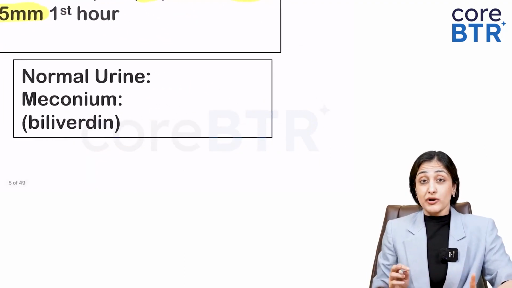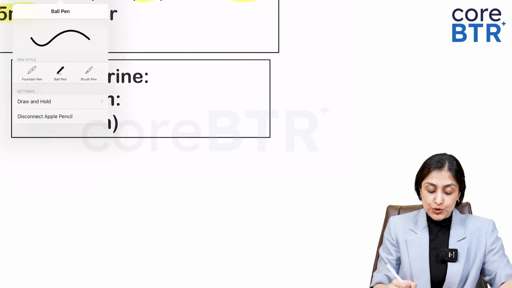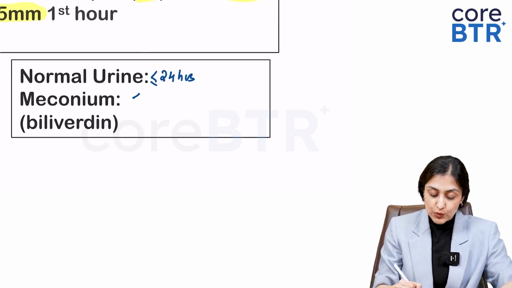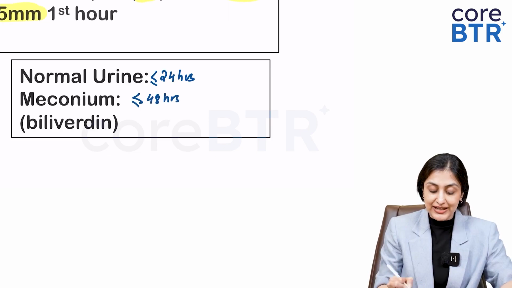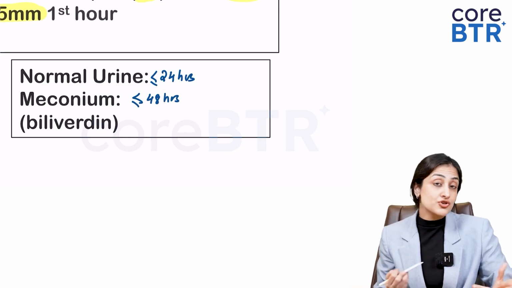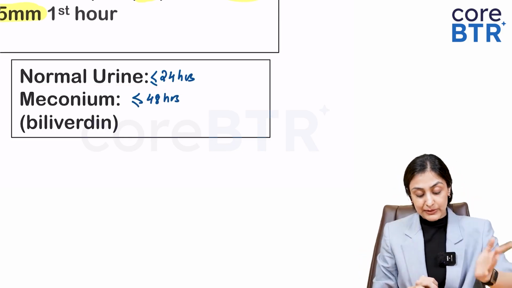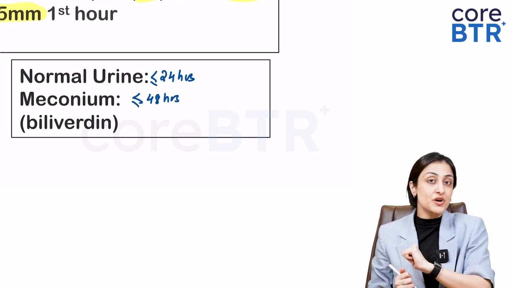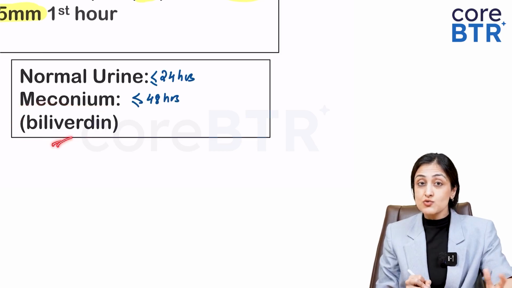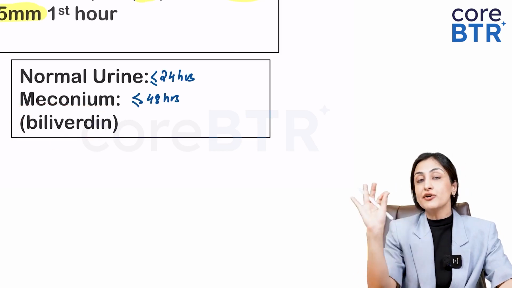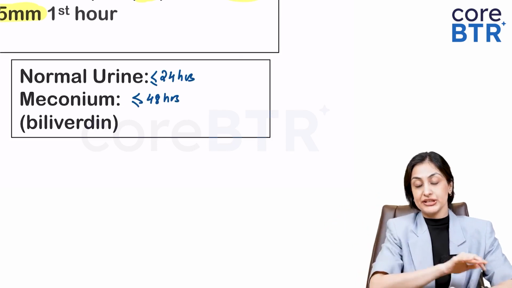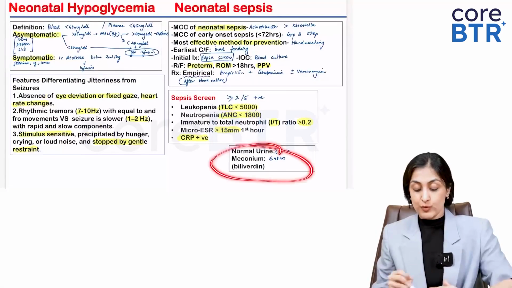Two normals: a baby should pass first urine by the first 24 hours of life, whereas meconium should be passed within the first 48 hours of life. If they don't, in urine you suspect some urinary obstruction like posterior urethral valve. In meconium you suspect most commonly Hirschsprung's disease, right? And they ask why meconium is green in color. This was a PYQ. It's because of the high content of biliverdin. All right. So these are some more questions.